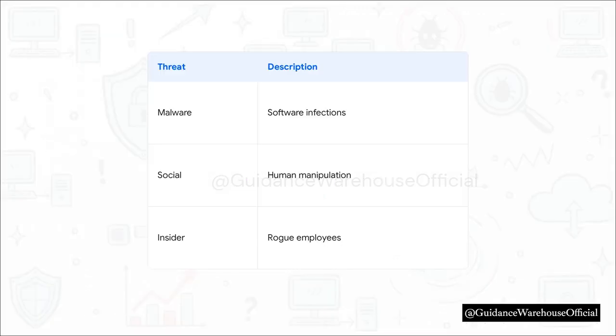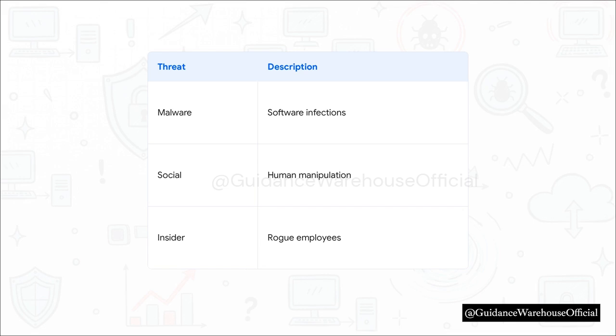So, let's break these threats down and categorize them into three main buckets. First up, malware. These are your viruses, worms, and trojans. This is malicious software actively attacking your technical systems and files. But contrast that with social engineering, like those sketchy phishing emails you get. Social engineering doesn't actually attack the computer, it attacks the human. It manipulates you into handing over your password voluntarily.